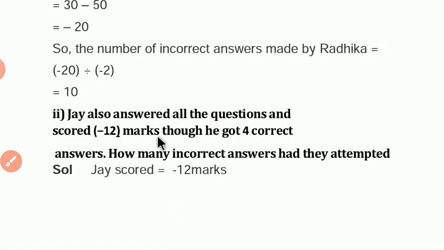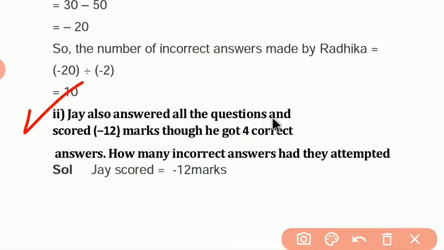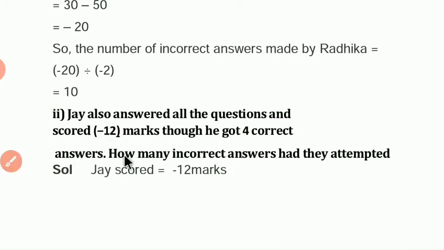Then second one, J also answered all the questions and scored minus 12 marks, though he got 4 correct answers. How many incorrect answers had he attempted? Minus 12 marks he scored. It means he has done many incorrect questions.